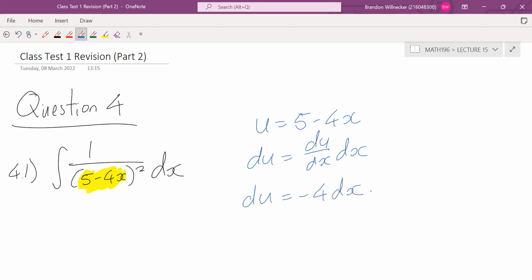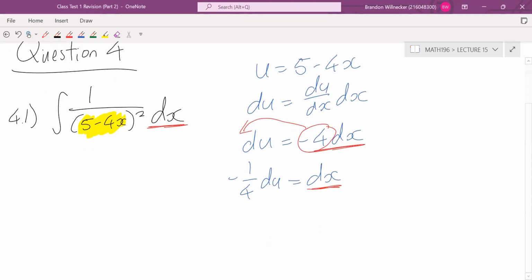dx. Okay, but we've got a little problem here because our original integral has dx, but du is minus 4 dx. We don't want this minus 4 here. So we divide both sides by minus 4. So we have minus 1 over 4 du is equal to dx. And that's what we want. We want just dx here. So let's do the substitution.